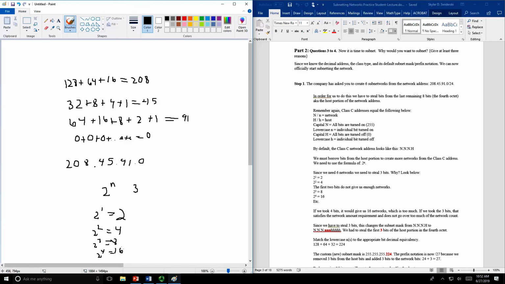Which number is the closest to 6? The answer would be 8, because if we only stole 2 bits, we would only get 4 networks, which is 2 less than the minimum. But if we did 2 to the 4 by stealing 4 bits, that gives us way too many networks to deal with. So the best answer would be taking 3 bits. So we're going to have 2 extra subnetworks.